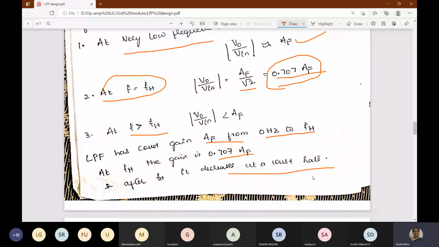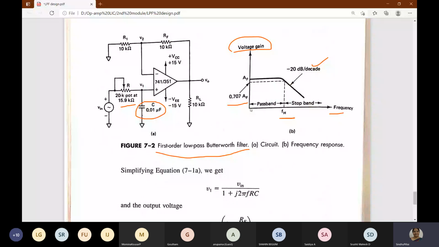See, when f is less than fh, the gain is constant. When f is equal to fh, it is 1 by root 2, that is 0.707 AF. After that the gain will start decreasing. So now you understood how you got this 0.707. It is nothing but 1 by root 2. When does that happen? When f is equal to fh, that is, the frequency is equal to the cutoff frequency.